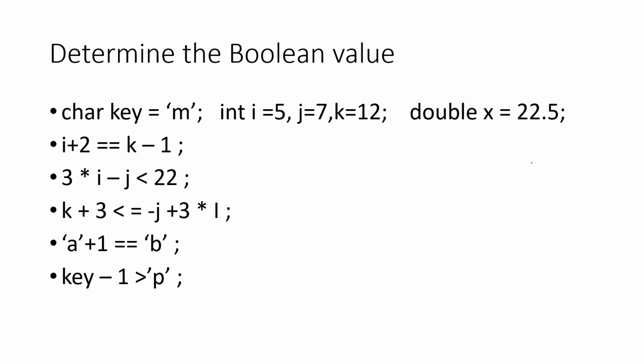Determine the Boolean value. What does it mean by this equation? These questions mean: is it 0 or 1? So the Boolean value is just 0 and 1, the base 2 number. All right.